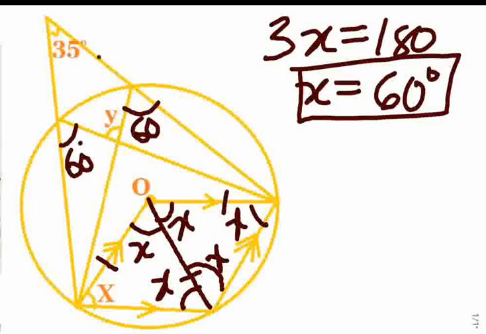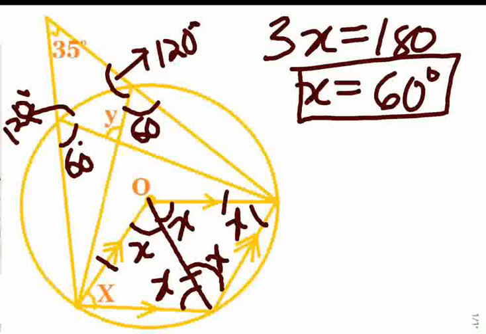Now using angles on a straight line, the sum of angles on a straight line is equal to 180 degrees. So this plus this is 180 degrees. So if we subtract 60 from 180, it will give us the angle here, which is 120 degrees. The same thing is happening here. The angle here is 120 degrees. The angle there is 120 degrees.